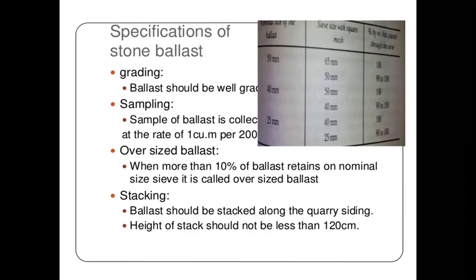If you are using 25 size ballast, the 40 sieve is used as the upper sieve with a square mesh of 40. It has to pass 100% through the 40 sieve and should retain 90 to 100% on the 25 sieve. If more than 10% of the ballast that should pass through 40 is retained on it, it should be considered as oversized ballast.